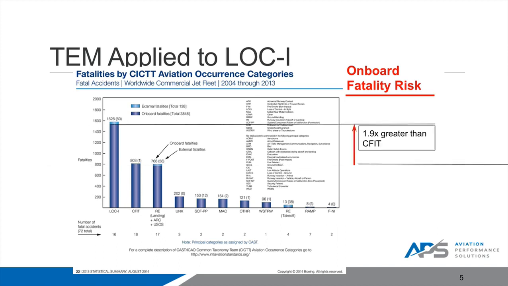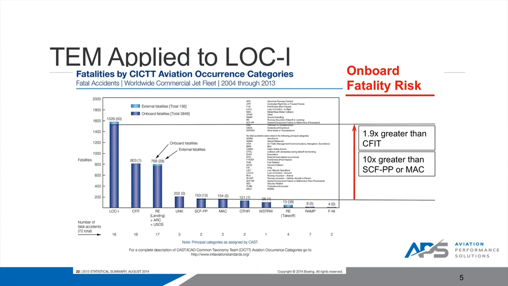Further, if we go past the unknown into some system component failure, power plant, an engine failure, or mid-air collision, those mishaps have similar numbers of fatalities. You can see you're 10 times more likely to be a fatality from a loss of control in flight as you are from an engine failure or a mid-air collision. If we look at wind shears and thunderstorms, 16 times more likely to be a fatality from a loss of control in flight.